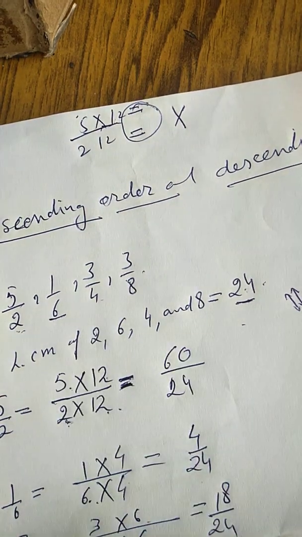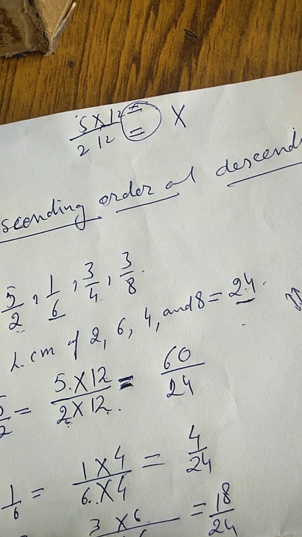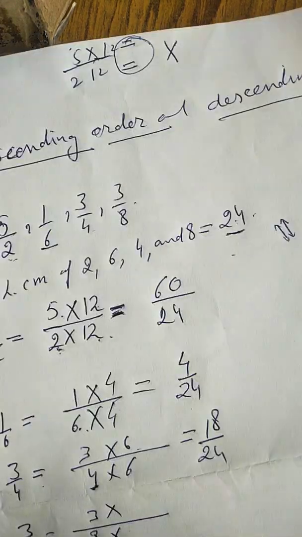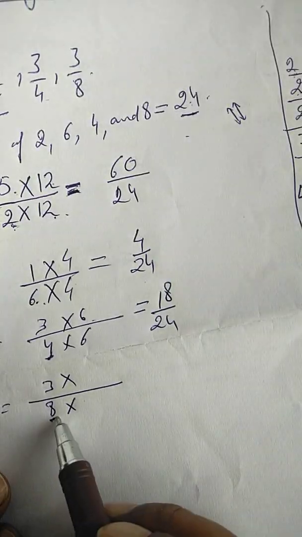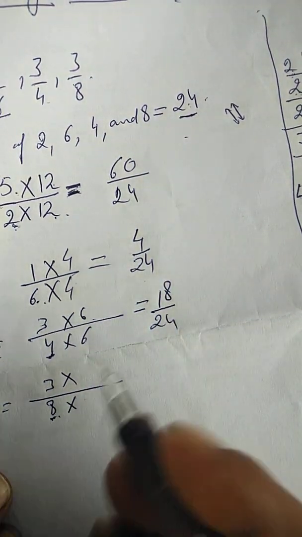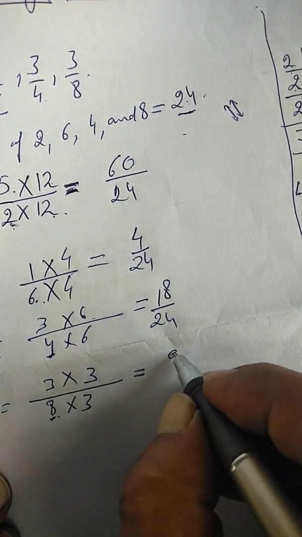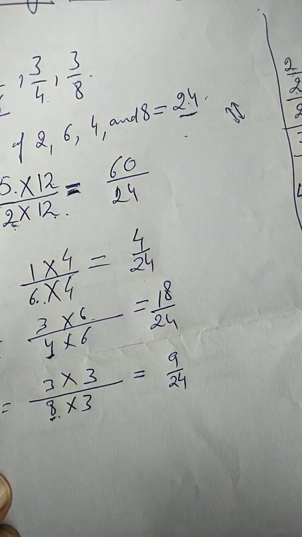Now take the next fraction, 3 upon 8. 3 upon 8, right? Now recite the table of 8. 8 3s are 24. 8 3s are 24. So you will get 9 upon 24.